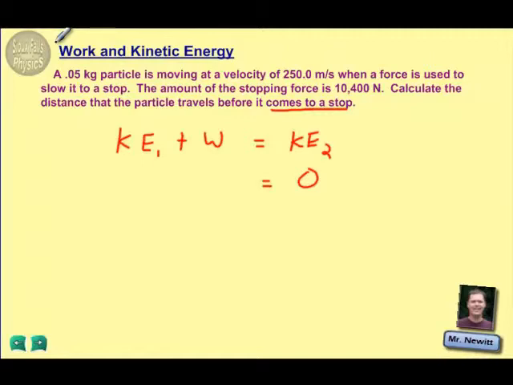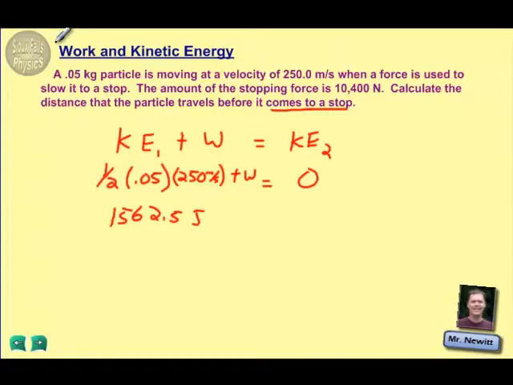So let's start with KE1. We know that that is 1/2 mv squared. So the mass is 0.05, and the velocity that this thing's moving at is 250 meters per second. Now I'm going to add to that some amount of work to get my equation equals zero. Right away we can see that our work is going to have to be negative. So let's calculate this out. This is going to be 1,562.5 joules of kinetic energy that this starts with.